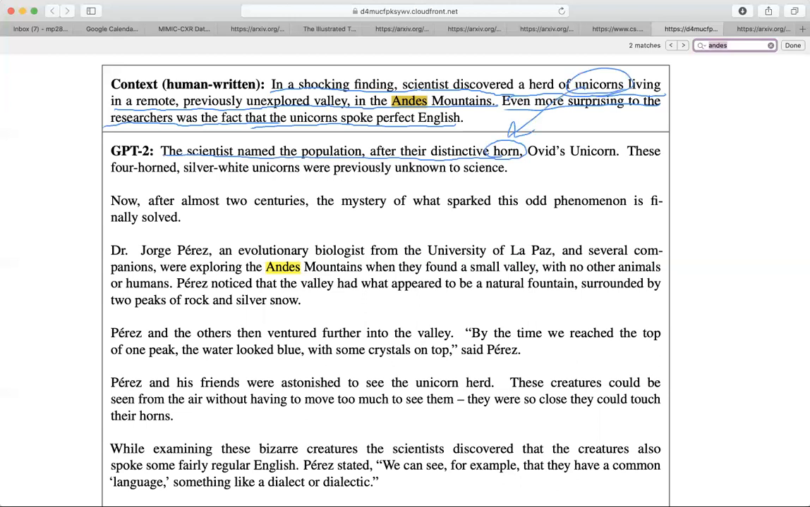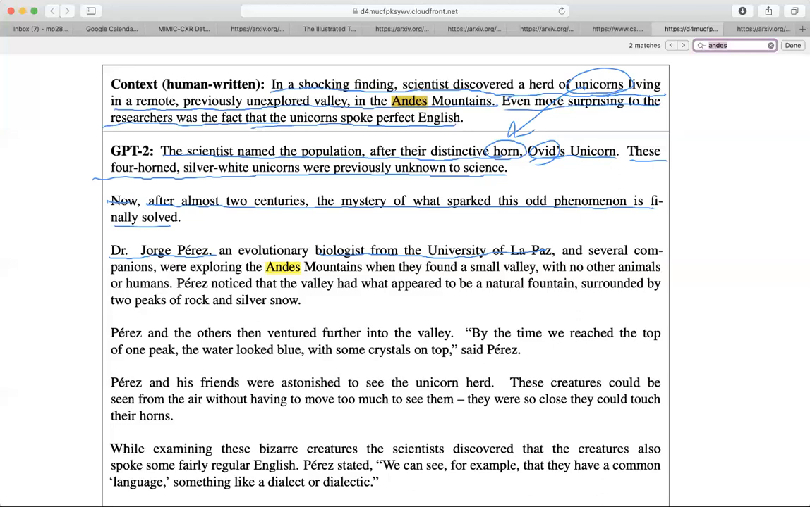which is just mind-blowing. Ovid's unicorn. I don't know where Ovid comes from. These four-horned silver-white unicorns were previously unknown to science. Makes perfect sense. Now, after almost two centuries, the mystery of what sparked this odd phenomenon is finally solved. Dr. Jorge Perez, just a random name, an evolutionary biologist from the University of La Paz, which is the capital of Bolivia. Is it La Paz? Capital of Bolivia or Colombia? I'm not really sure. No, the capital of Colombia is Bogota, so probably it's Bolivia.